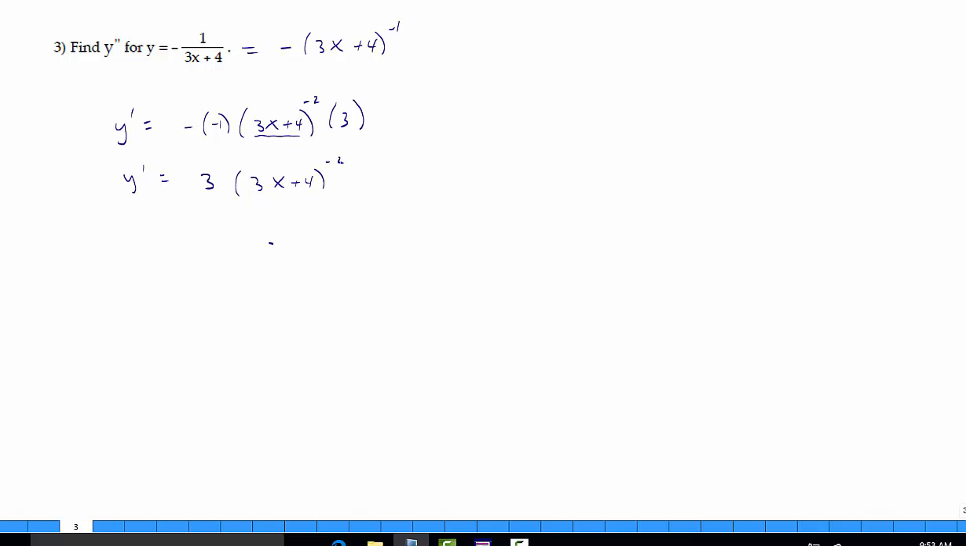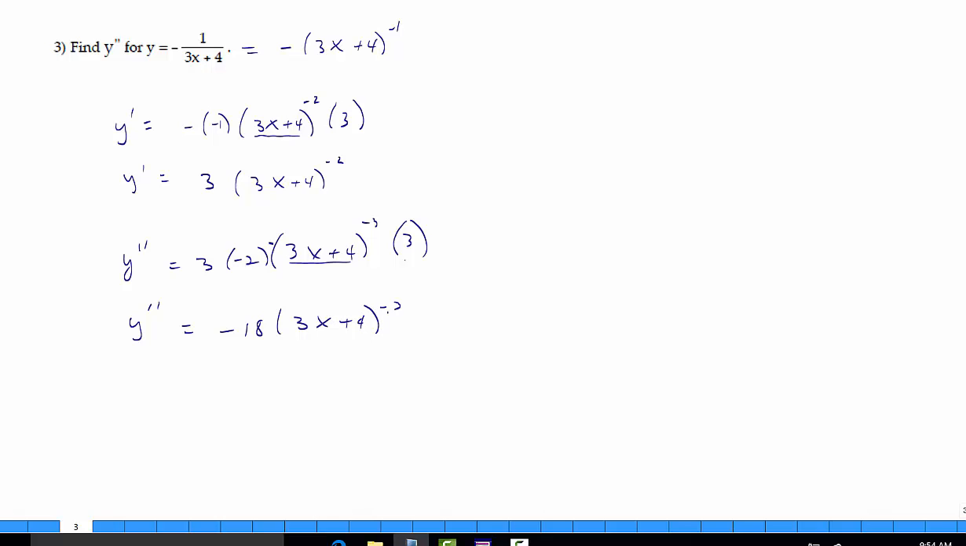Now I'm going to go ahead and take the second derivative, again using my general power rule. I have my 3 here already, so I bring down my exponent, I multiply by the -2. I decrease my exponent by 1, so (3x + 4) to the -3rd power, and then times the derivative of what's inside, so times 3. Now I have y double prime equals, so I've got the 3, -2, and this 3, so I get -18 times (3x + 4) to the -3 power.